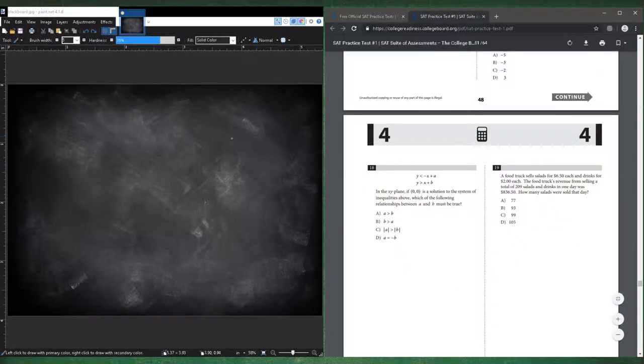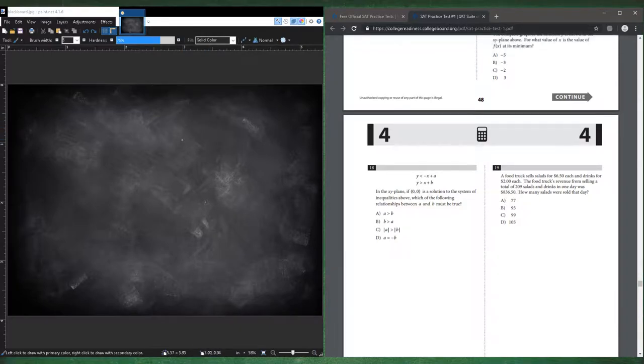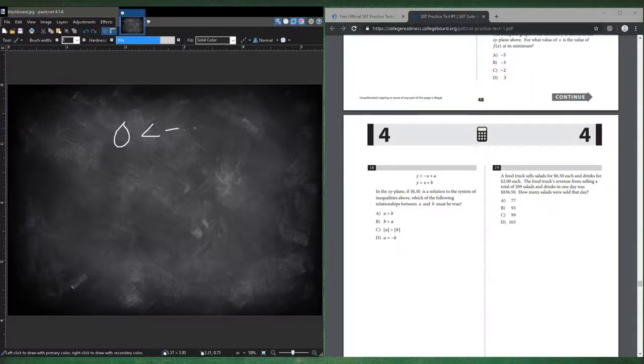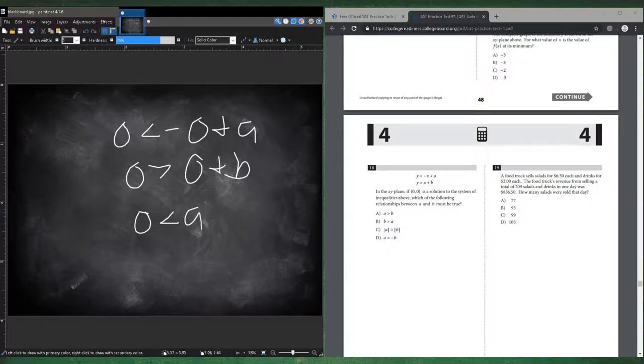In the xy-plane, if (0, 0) is a solution to the system of equations above, which of the following relationships between a and b must be true? So you plug in 0, 0 for both. So 0 is less than negative 0 plus a, and 0 is greater than 0 plus b. So a has to be greater than 0, and 0 has to be greater than b. That means a is greater than b, because a is positive and b is negative, as shown by these equations. So the answer is A. Pretty basic.